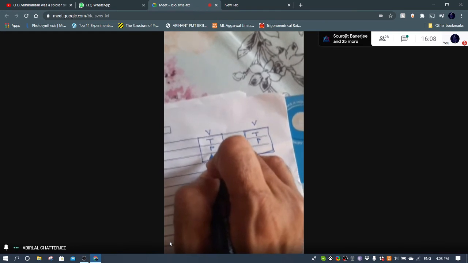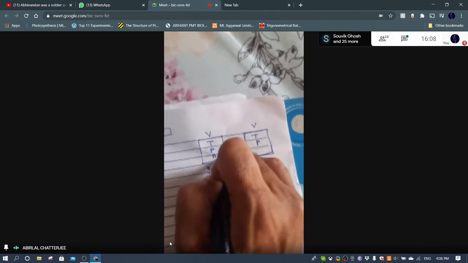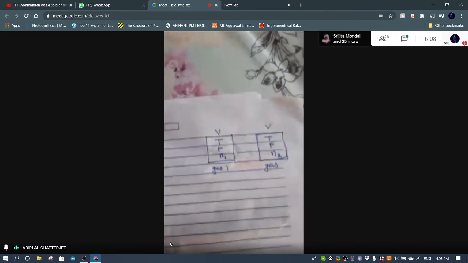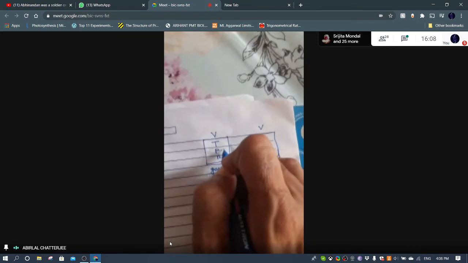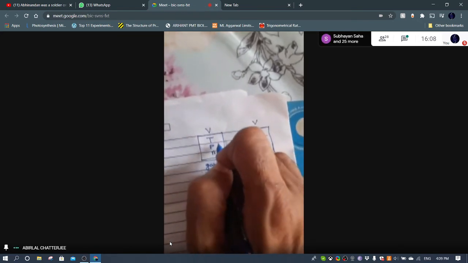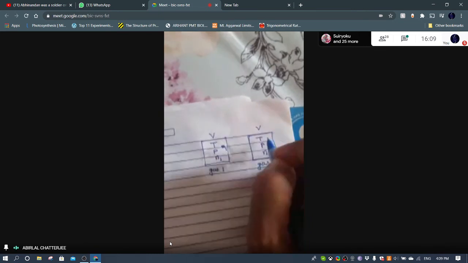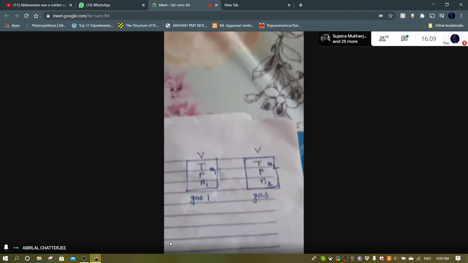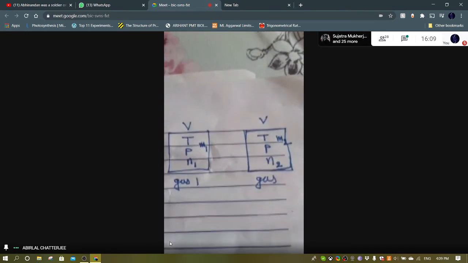Suppose that do not contain equal number of molecules. Suppose this is N1, this is N2. And as the gases are two different gases, their masses for each molecule will also be different. Suppose for the first gas each molecule mass is M1, and for the second gas each molecule mass is M2. Is it okay?